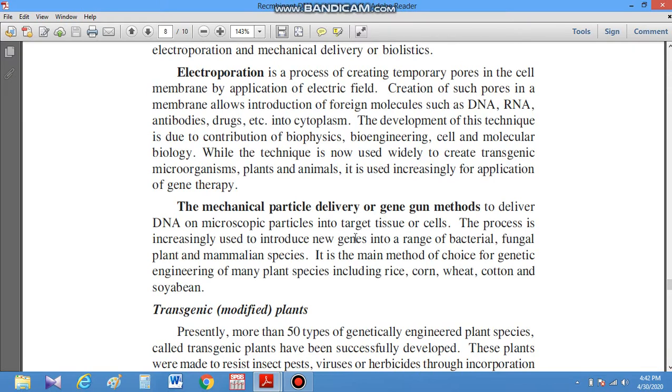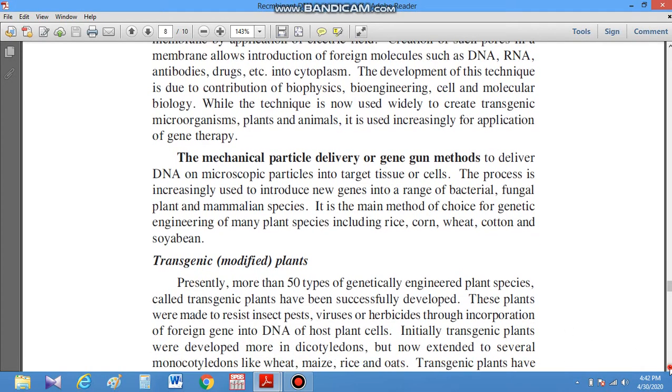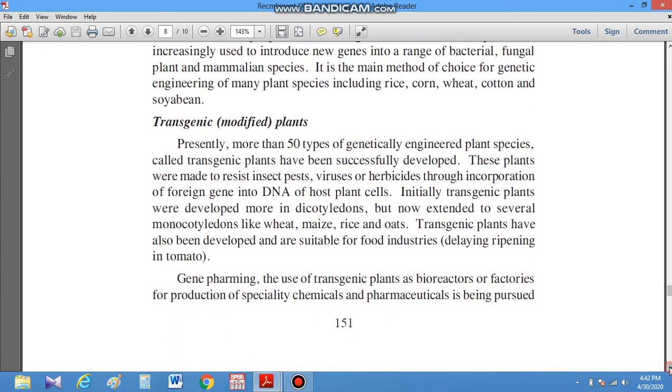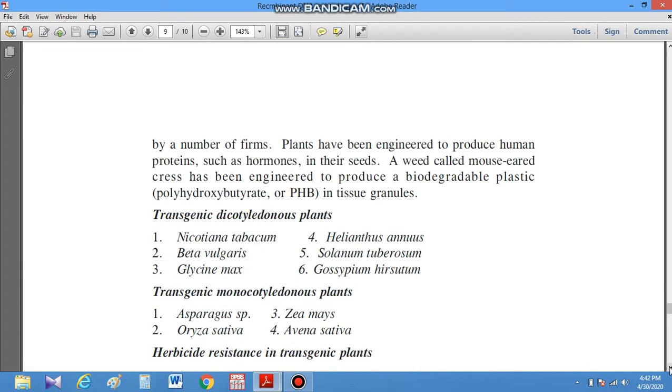In the gene gun method, with the help of the particle bombardment method, we can transfer the DNA content directly into the cell by bombarding gold or tungsten particles with a gun. After that we can see how transgenic plants can be formed and which types of plants have been reported. In dicot plants: Nicotiana tabacum, Helianthus annuus, Beta vulgaris, Solanum tuberosum, Glycine max, Gossypium hirsutum. Transgenic dicotyledonous plants are produced, and in monocotyledonous plants, Asparagus species, Zea mays, Oryza sativa and Avena sativa have been reported.